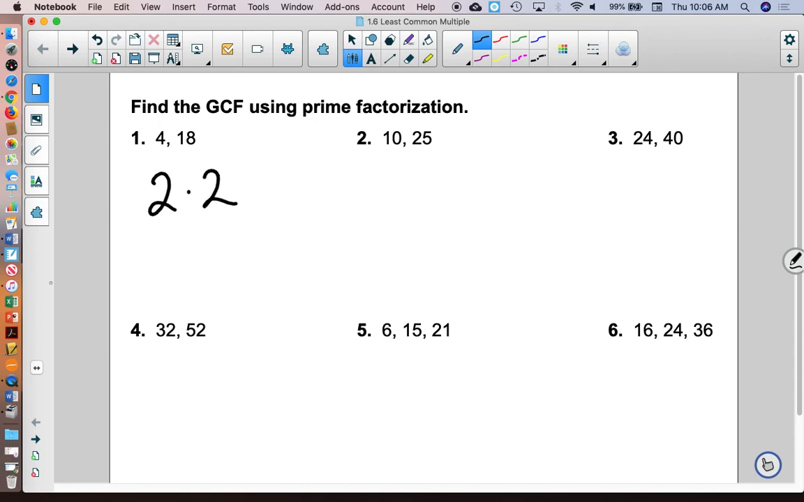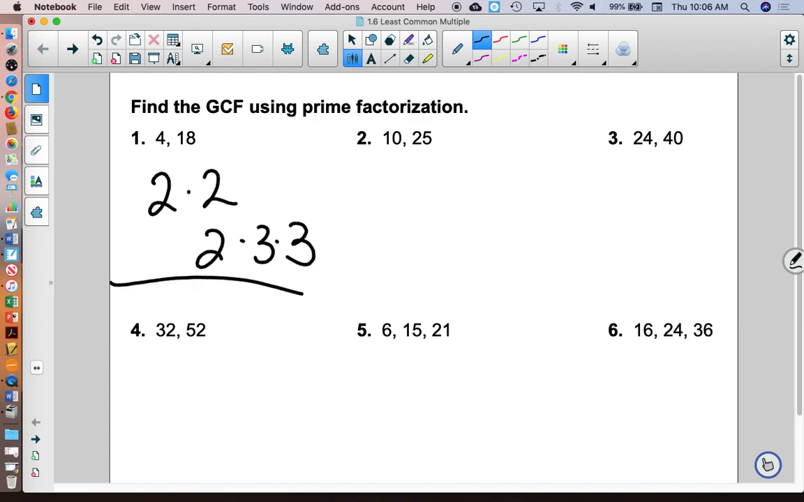Now, do I know the prime factors of 18? Yes. Anybody in here know the prime factors of 18? Brianna? 9 times 2. 9's not prime, can't be the prime factorization. What are the prime factors of 18? David? 3, 3, and 2. Good job. So 2 times 3 times 3.